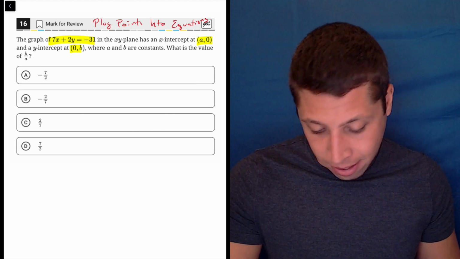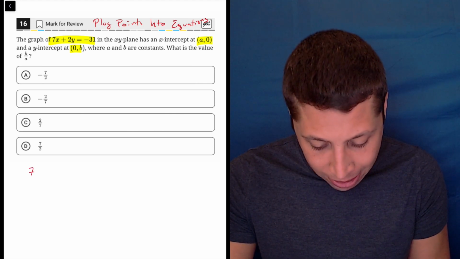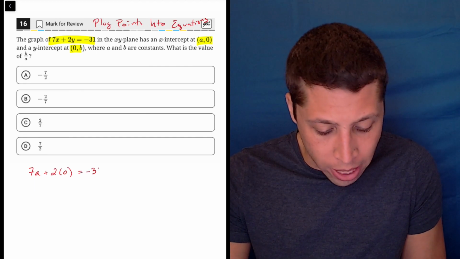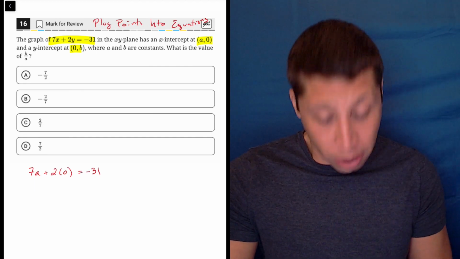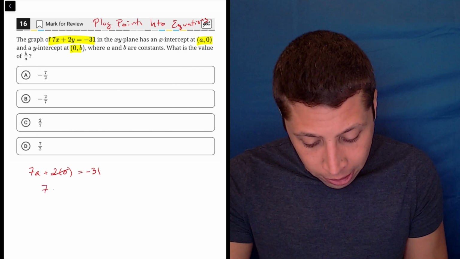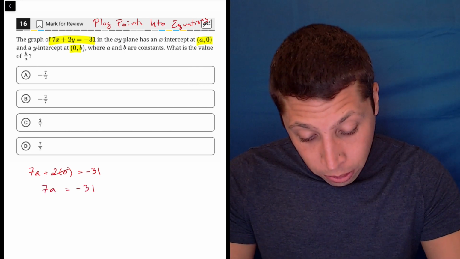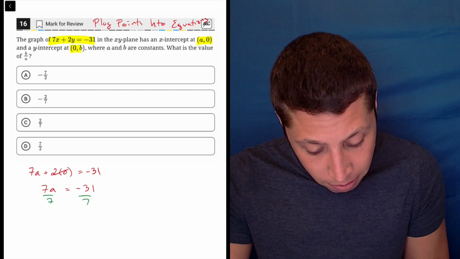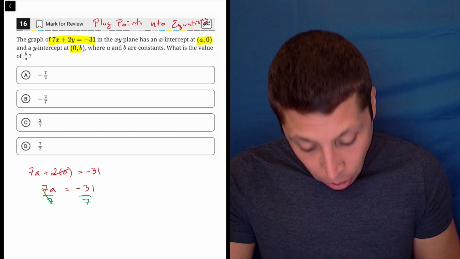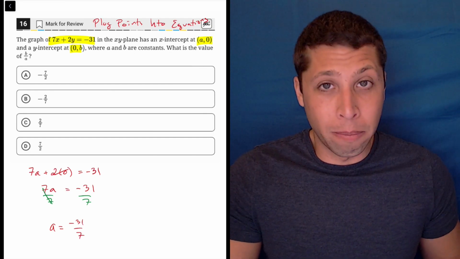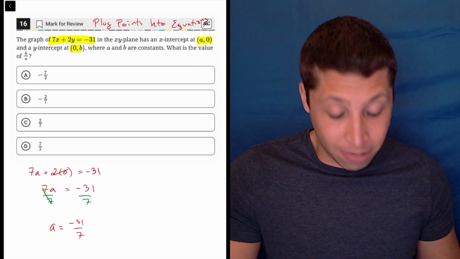So I'm going to plug that in. The x-coordinate is a, so that's 7a plus 2 times 0 is equal to negative 31. So 2 times 0 is 0, so that goes away. So literally all we have is 7a is equal to negative 31. So let's divide both sides by 7. And we end up with a is equal to negative 31 over 7, which is weird, but doesn't really bother me. I'll just deal with it.